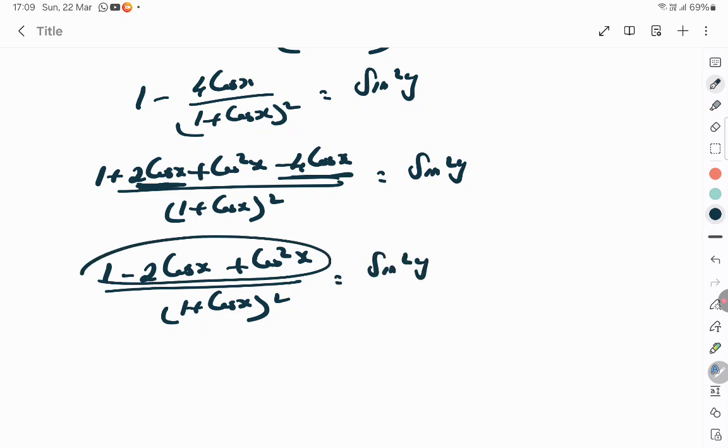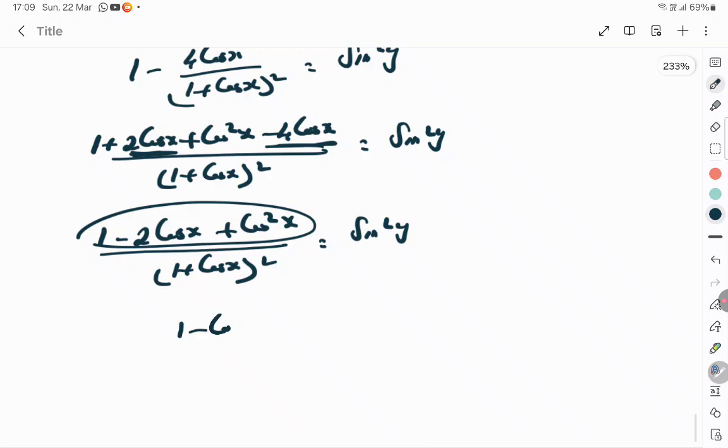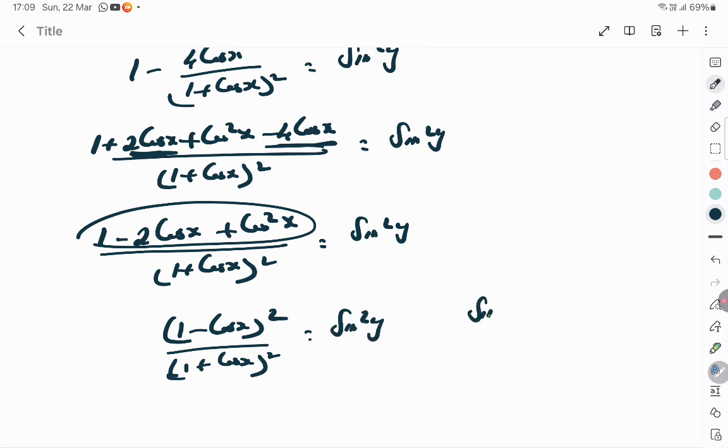And this itself is like (1 minus cos x) the whole square by (1 plus cos x) the whole square, which is equal to sin square y. Therefore, sin y itself is (1 minus cos x) by (1 plus cos x), whose formula is directly tan square x by 2. How do you get that?